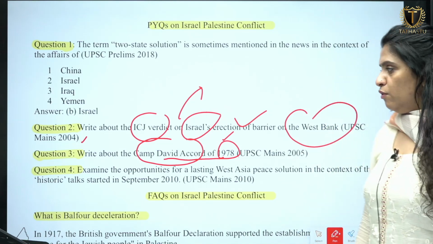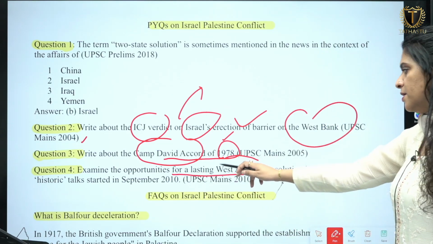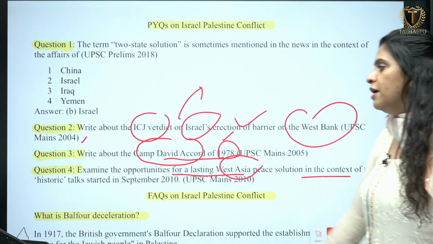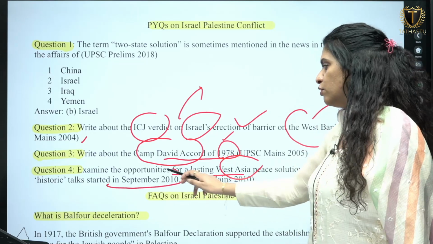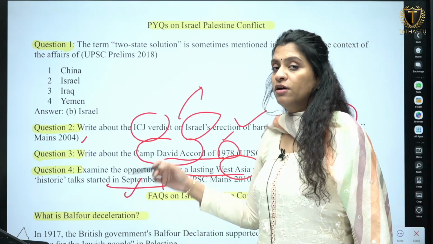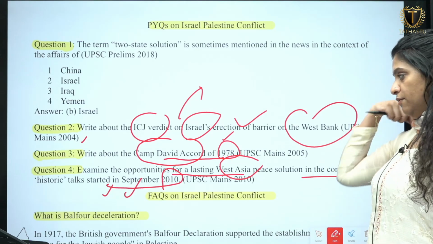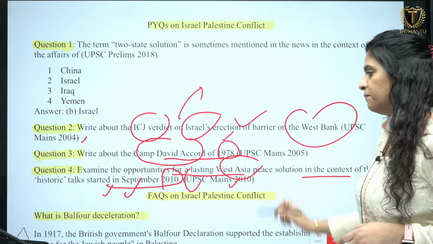Then question 4: examine the opportunities for a lasting West Asia peace solution in the context of historic talks started in September 2010. We have covered this in our handout and discussion, and have already discussed it. You can just go through it again and write this question easily.